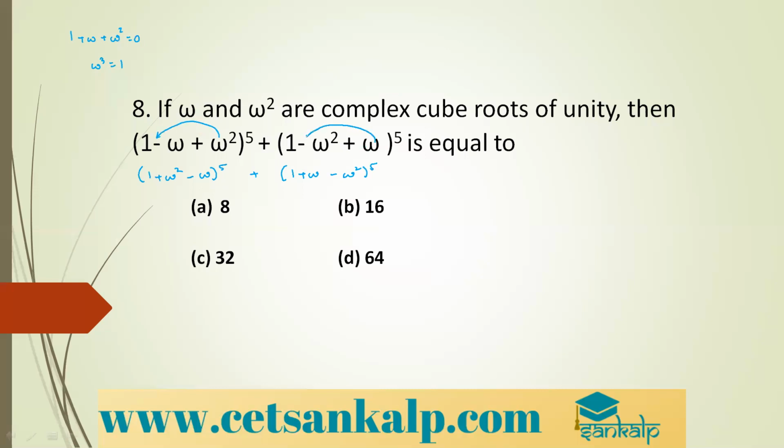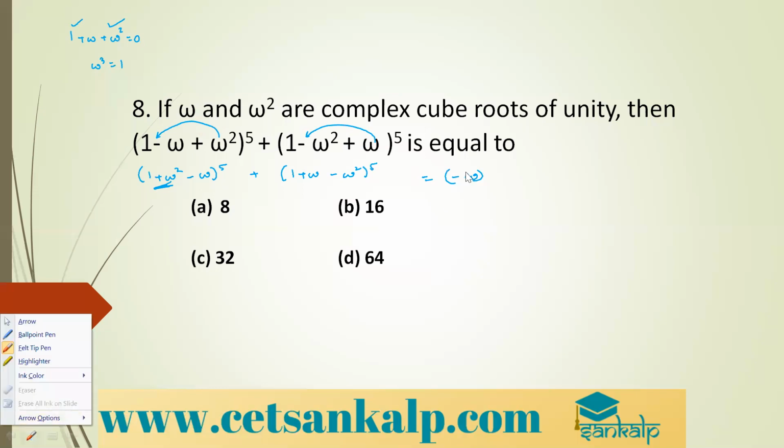What I did is, omega square I got in between, and here omega I got in between. That is because 1 plus omega square, I can write minus omega from the formula. Whole power 5 I have to write. But before writing that, if you see in the brackets, there is one more minus, isn't it?